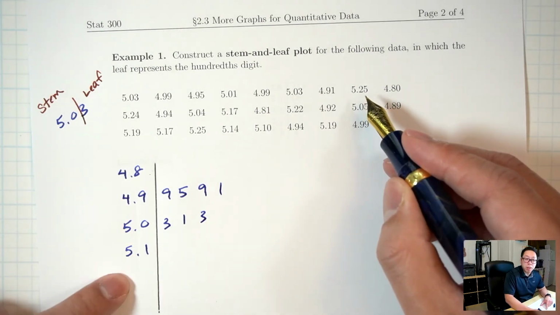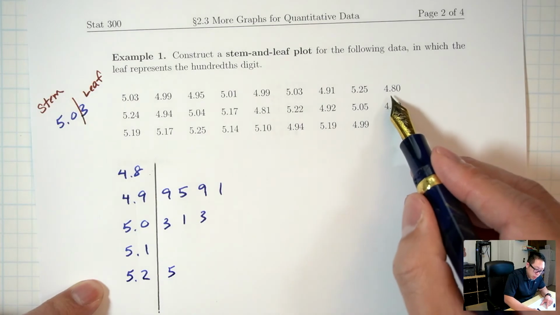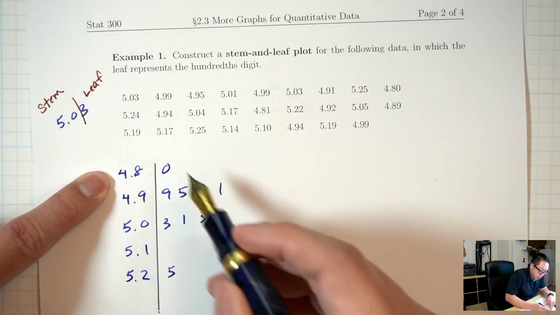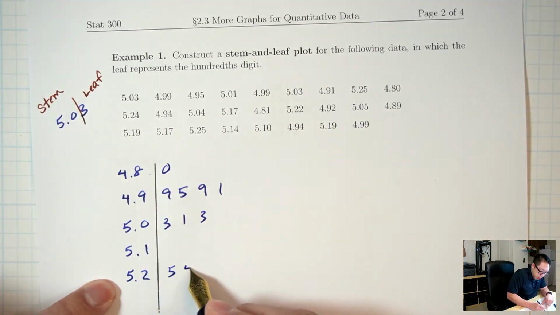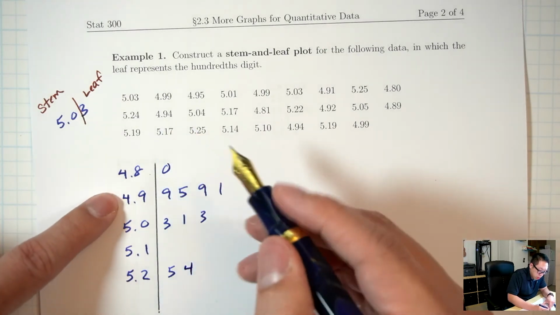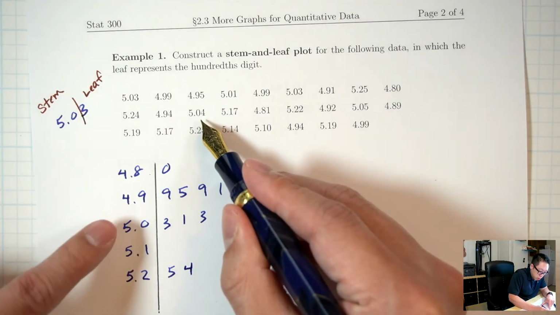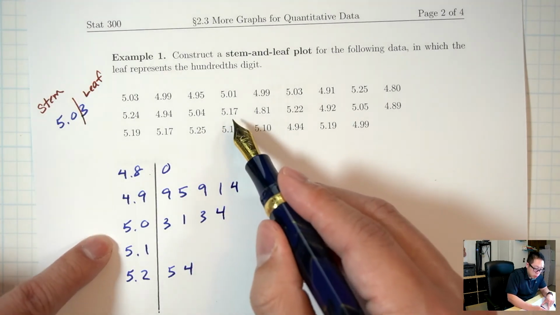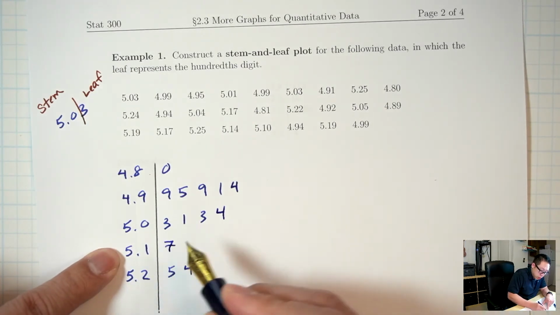5.25, so I missed the 5.2. So 5.2, and we just write down the 5. 4.80, 4.8, and we just write the 0. 5.24 goes with the 5.2, write down the very last digit. 4.94 goes with the 4.9. 5.04, 5.0, write down the very last digit. 5.17 goes with the 5.1, and we just write down the very last digit.